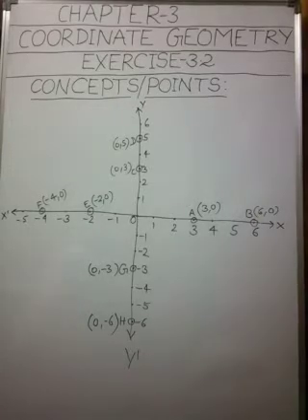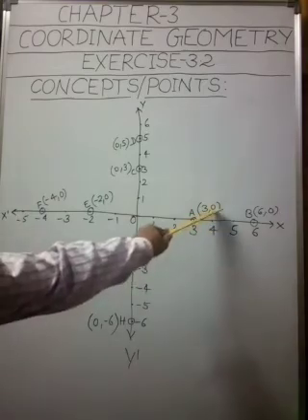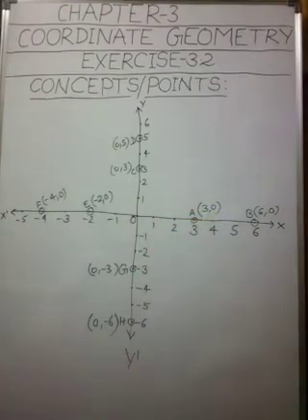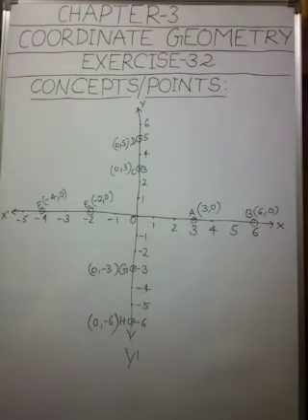Remember this point, my children. The x coordinate of a point denotes the distance of the point from the y-axis, and the y coordinate of a point denotes the distance of the point from the x-axis.